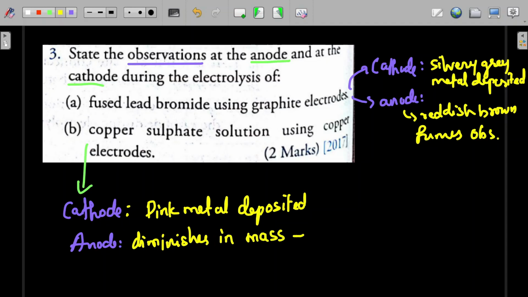Don't write anything else. And if they ask you to write the observation with respect to the color of the electrolyte, then you have to say the color of the electrolyte will remain blue only. Okay.